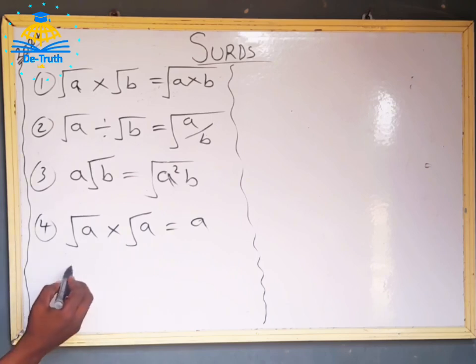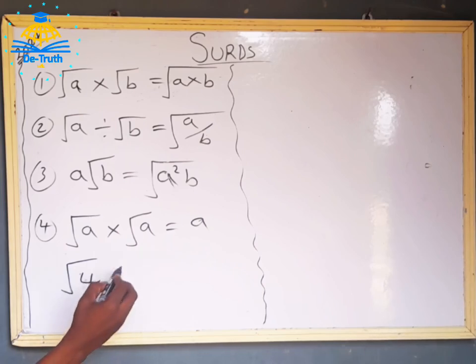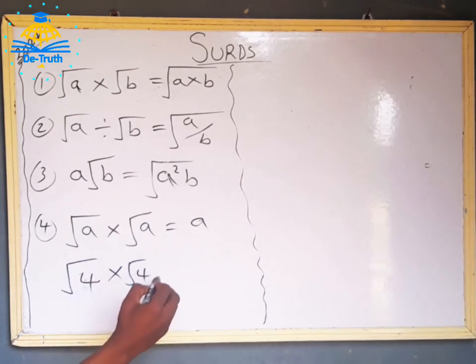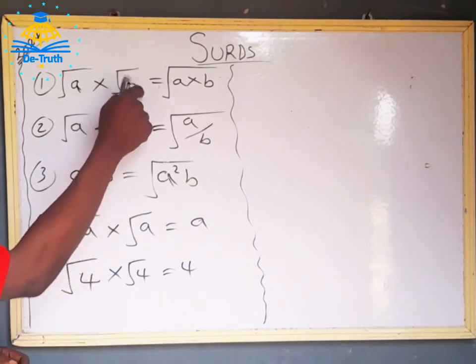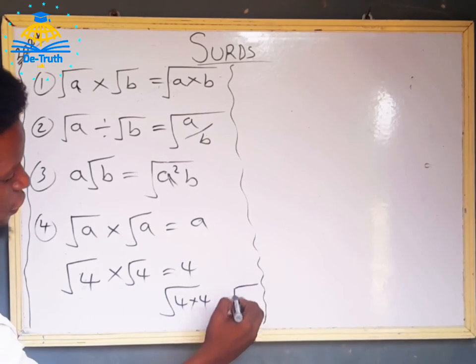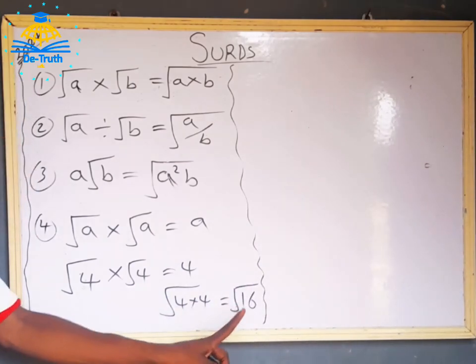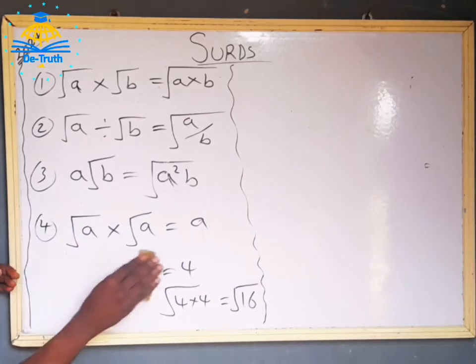Let's give a simple example for us to check. Let's say root 4 times root 4. This is 4, right? Because when we have root 4 times root 4, according to the first rule, it gives us root 4 times 4, which is root 16. And root 16 is 4. So that is what this fourth rule is telling us.